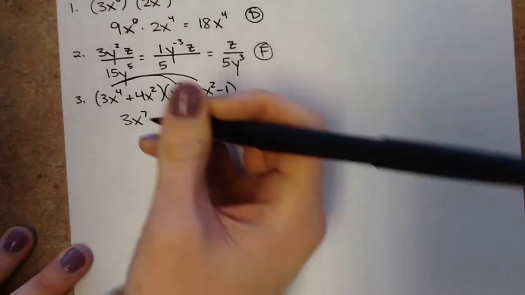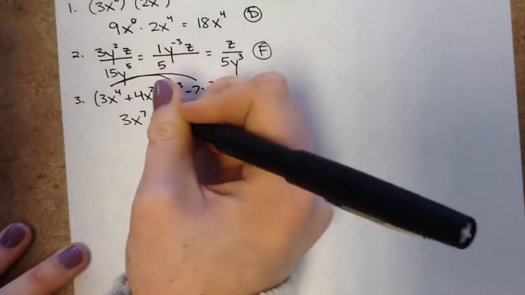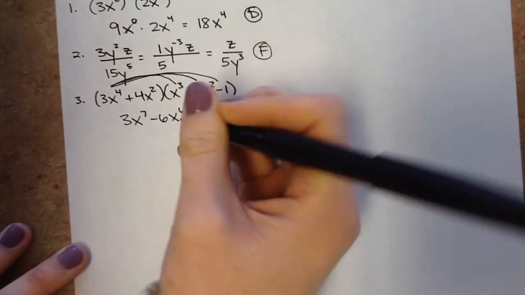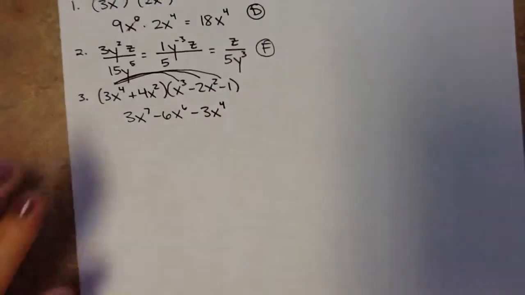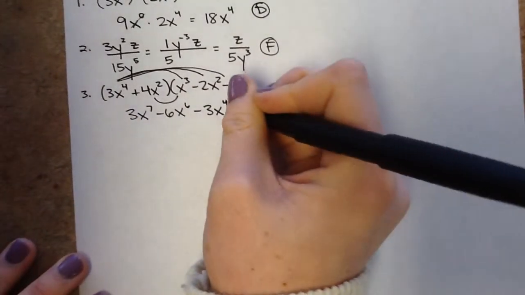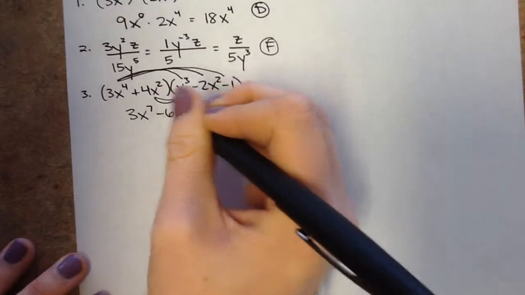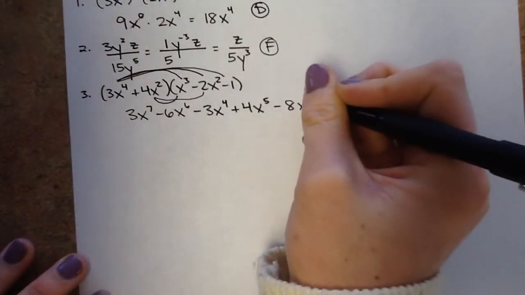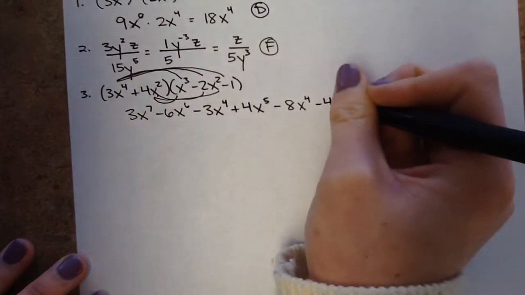So 3 times 2 is negative 6, negative 2. And then x to the 4th times x squared is x to the 6th. Then multiply this times a negative 1. It just becomes a negative 3x to the 4th. All right, so that's the first round with this. Then we multiply this one times everything. So 4, and then x to the 5th. Then this times this. So the coefficient is a negative 8, and then I have x to the 4th. And then times negative 1, nice and easy again, just a negative 4x squared.